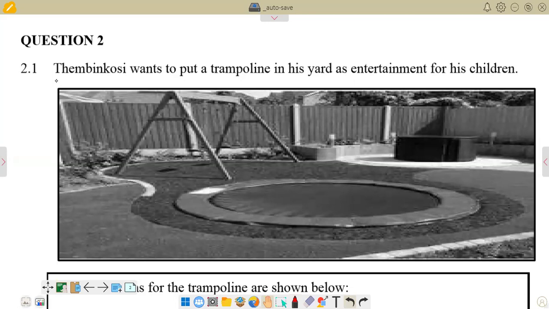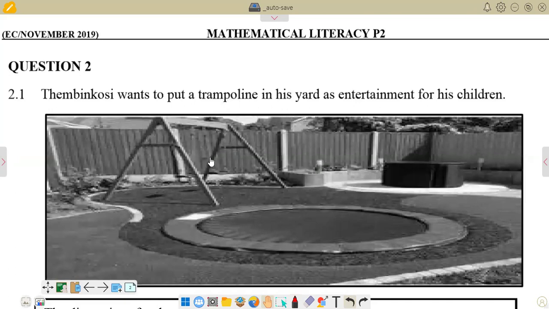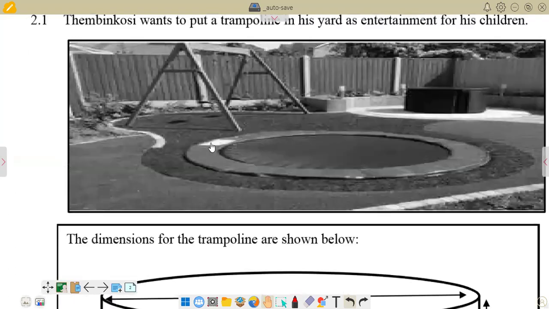In this video, we want to look at the calculation of volume and area. So we're going to look at question 2, question 2.1 in particular. Question 2.1 is because he wants to put a trampoline in his yard as entertainment for his children. We're given a picture of the back of the yard.